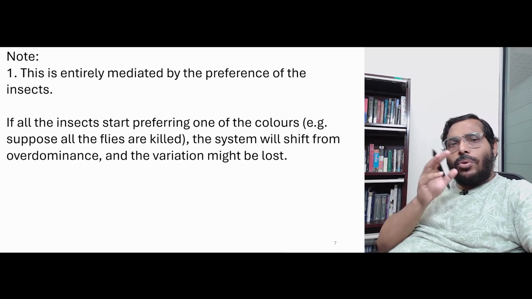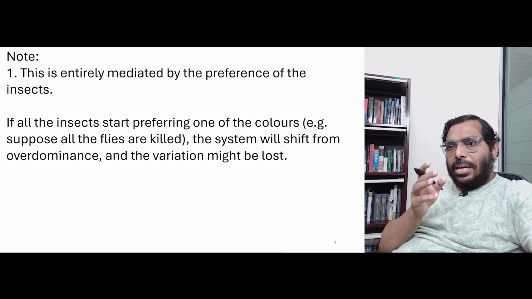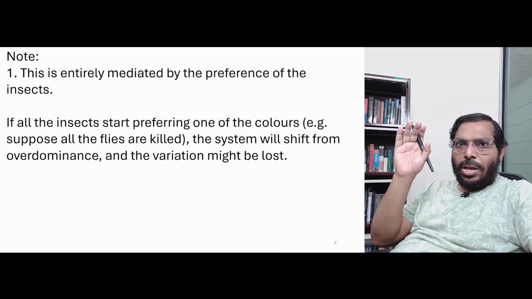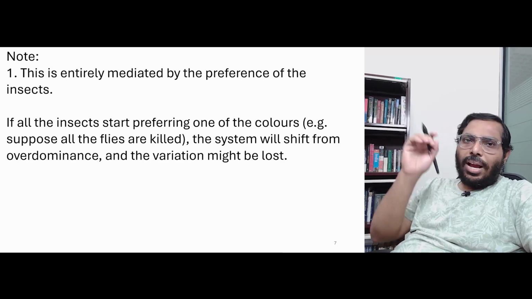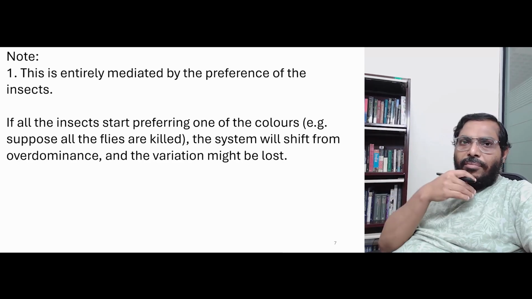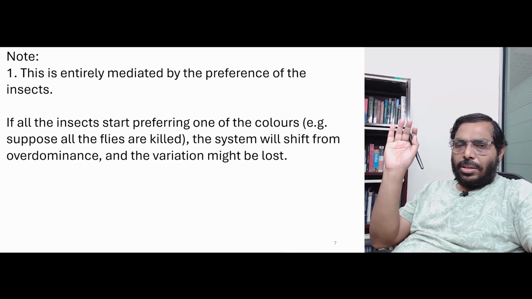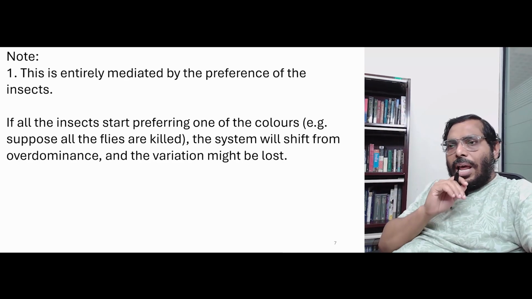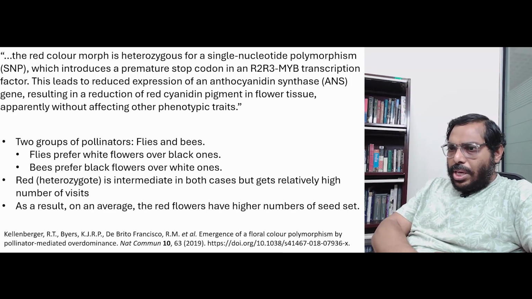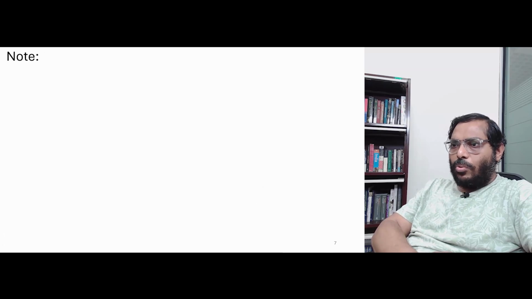Now, what will happen if all the insects, say all the flies, all of them start preferring one color? For example, the example that I have taken over here is, let us assume that all the flies are killed. So, you only have the bees. What will happen? As I already told you, the bees prefer the black flowers over the white ones.